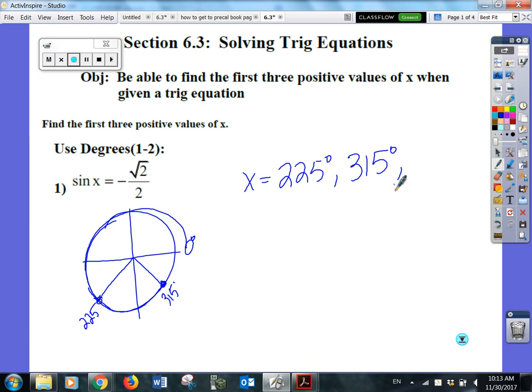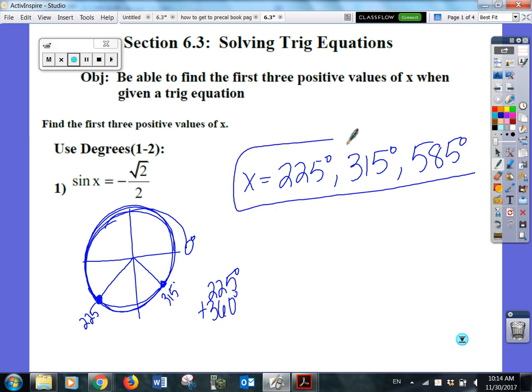And then the third time it happens, so again, here was 1, here was 2. It's going to happen again if we keep making a rotation, at 225 plus 1 rotation on the unit circle, which is 360 degrees. So your next answer would be 585 degrees. And there are your first three positive values.